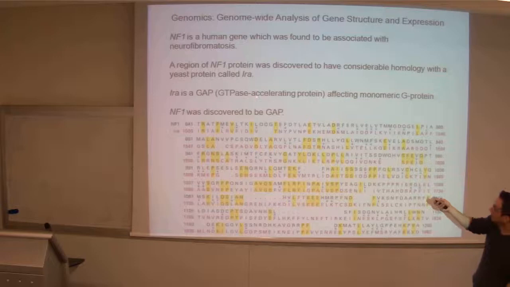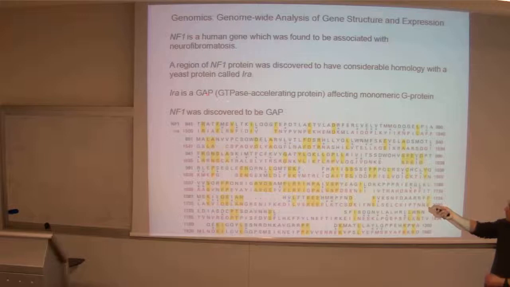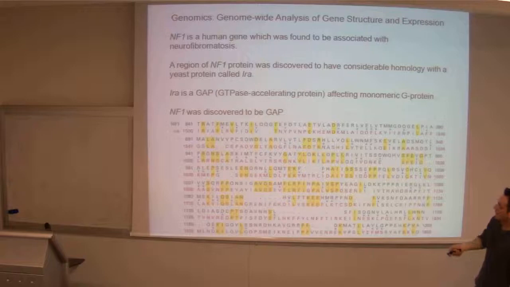It was very easy to take a huge population of yeast and perform the right experiments, and you can quite rapidly come to this conclusion. So IRA is a GAP, a GTPase accelerating protein, which in the IRA case acts on a monomeric G protein. The next step was to show that NF1 was also a GAP. Then several medications were designed based on this conclusion.